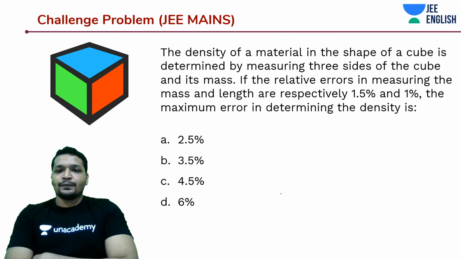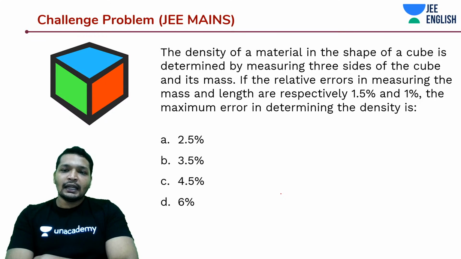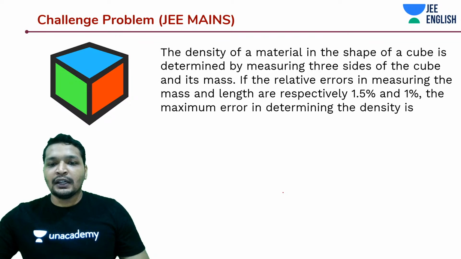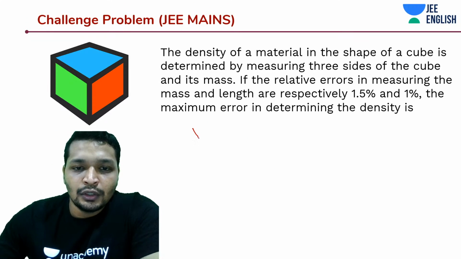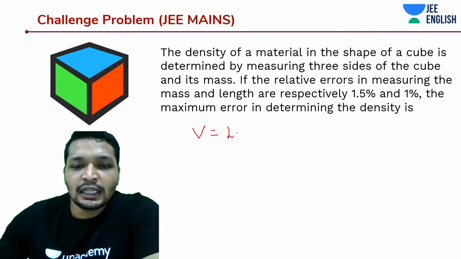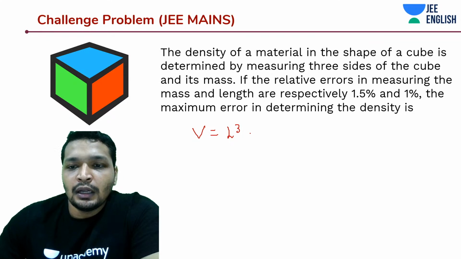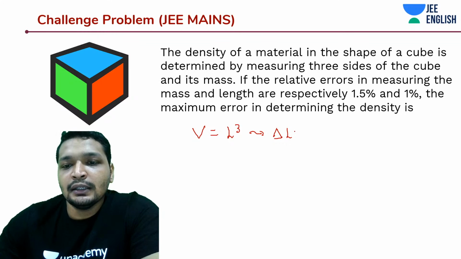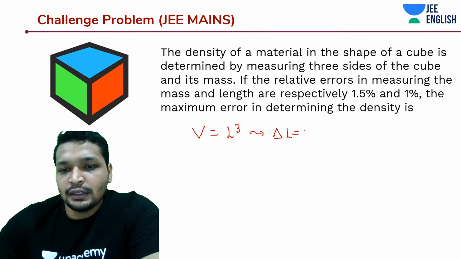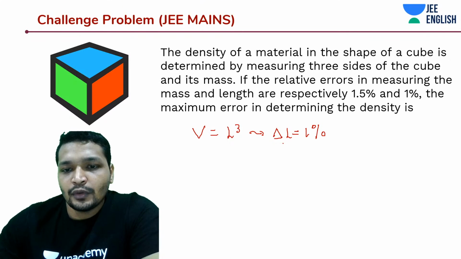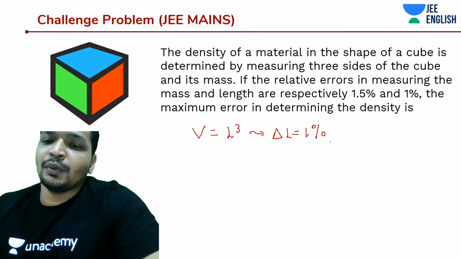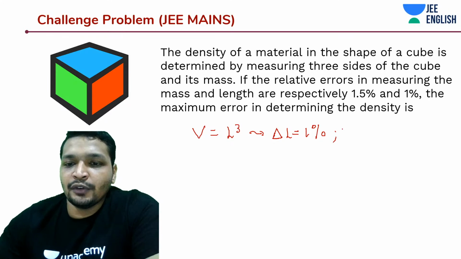Okay, what should be the error in the calculation? Let's first of all understand it's a cube. Volume is equal to just L cube. And how much is the delta L? Delta L is nothing but 1%. Okay, delta L by L is 1%. I'm just writing it down as 1% for now.